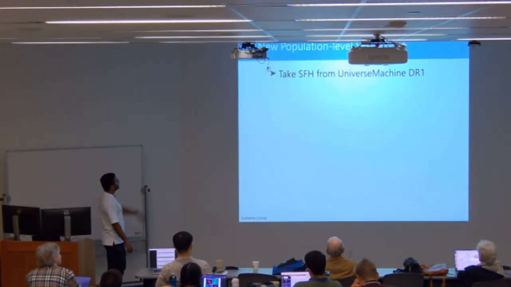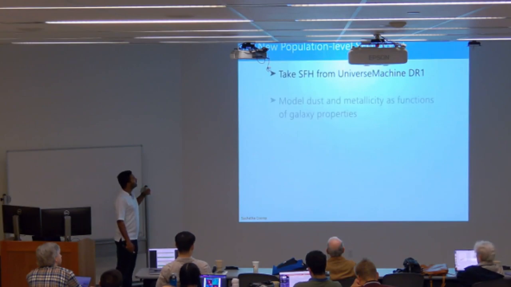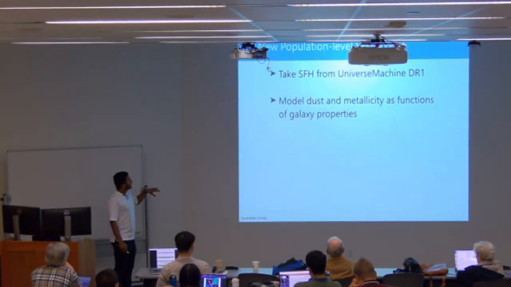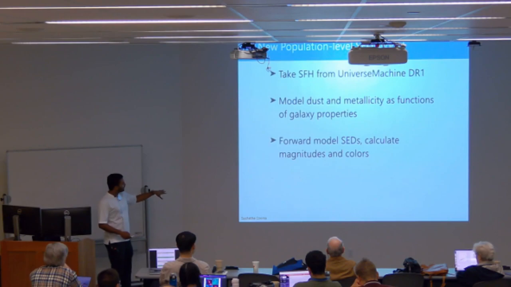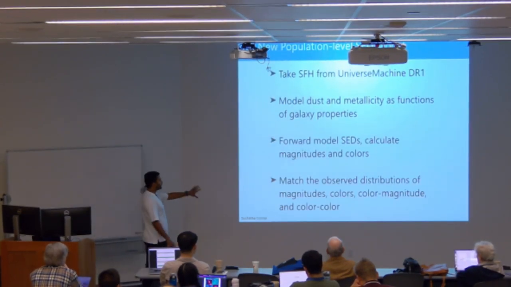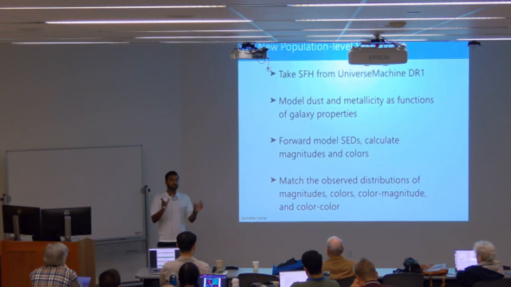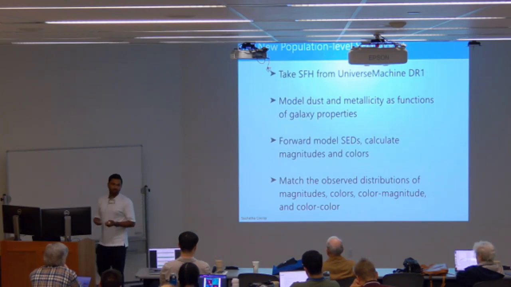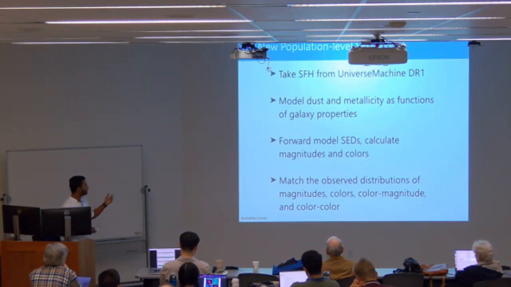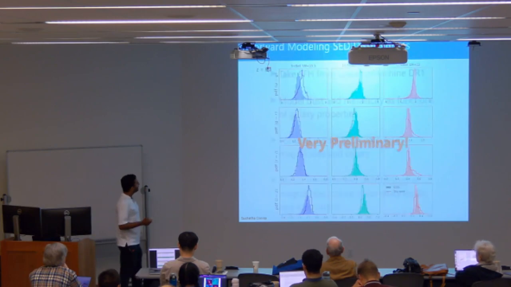So how do we do it? Take the star formation machine, model dust and metallicity, and then match the observed distributions of magnitude, colors, and color magnitude. Now, this is tricky business because you are matching two distributions. So we are calculating a Wasserstein distance, essentially. Yeah, we are able to do it.